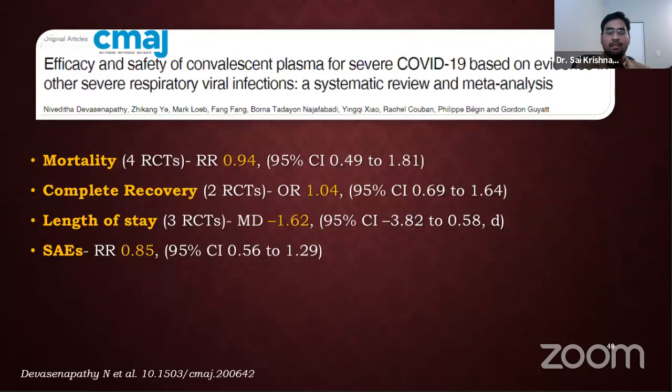The same with length of stay, where they included 3 randomized controlled trials, and the weighted mean difference is minus 1.62, which is not statistically significant, because if you look at the confidence intervals, one end says minus and the other end says plus, meaning it has crossed 1. The same is true for severe adverse events; it's not statistically significant. The results are uncertain, meaning there is no clear evidence supporting the usage of convalescent plasma therapy to treat COVID-19 patients.